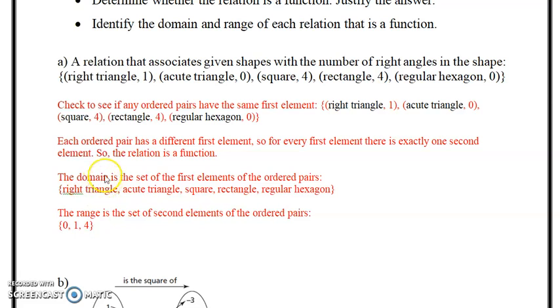So the domain, remember, is your first set of values in the ordered pair. So right triangle, acute triangle, square, rectangle, regular hexagon. And for the second, you don't need to repeat 0 twice, or 4 twice. Normally we order these from least to greatest. They don't have to be ordered as given. So it's 0, 1, and 4. Okay.